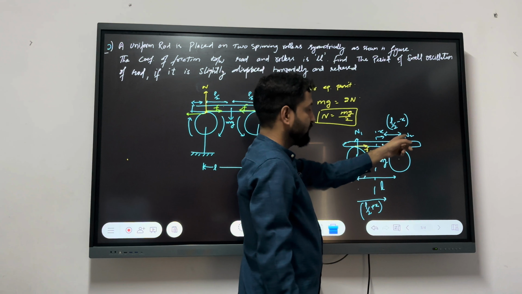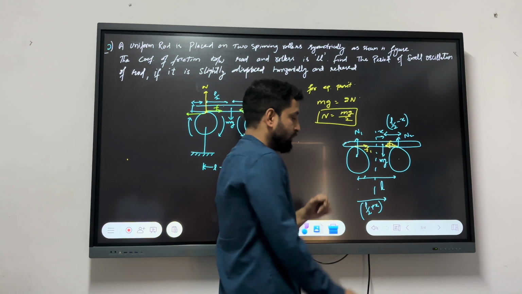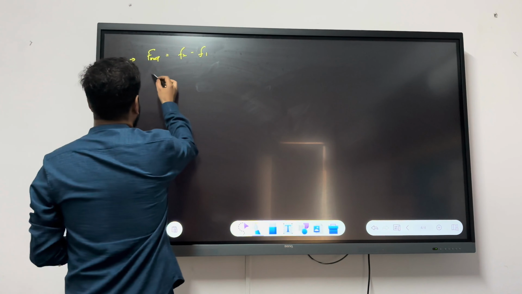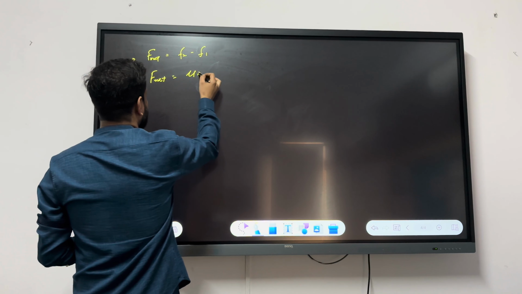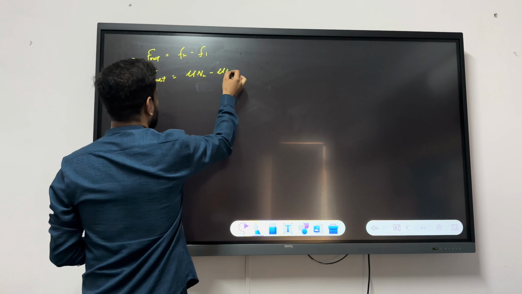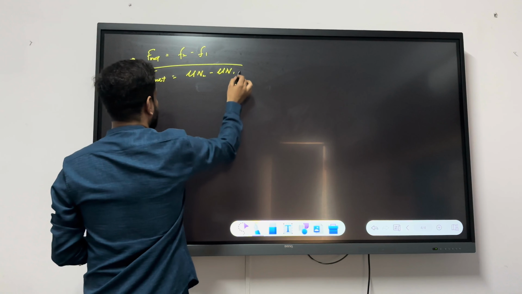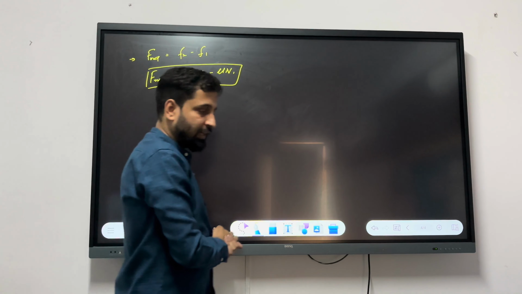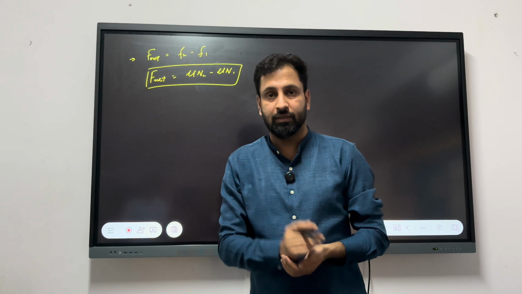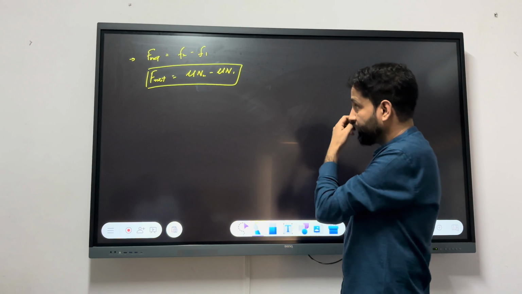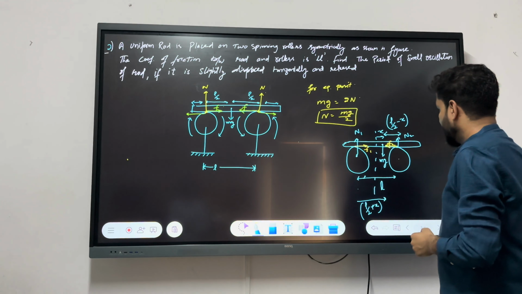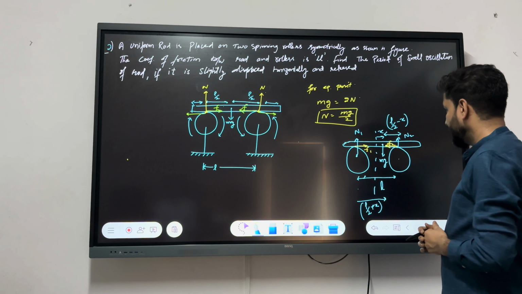Now what is F2? F2 is mu times N2. And what is F1? Mu times N1. So we can write that our F net will be mu times N2 minus mu times N1. So this is our F net. But we have to find F net in terms of x, in terms of the displacement, then we can find the time period. That means we have to find N1 and N2.